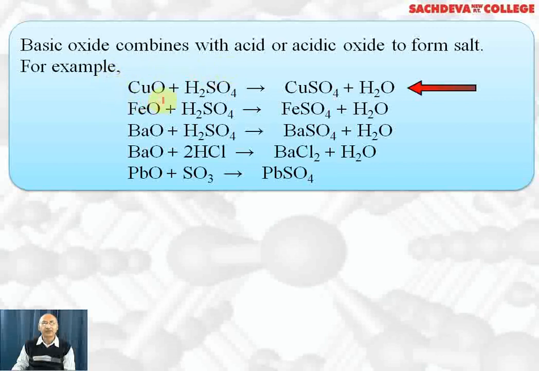For example, copper oxide, which is black in color, reacts with H2SO4 to form blue colored copper sulfate solution plus water. Ferrous oxide reacts with H2SO4 to form pale green colored FeSO4 plus water. Barium oxide reacts with H2SO4 to form white precipitate of BaSO4 plus water.